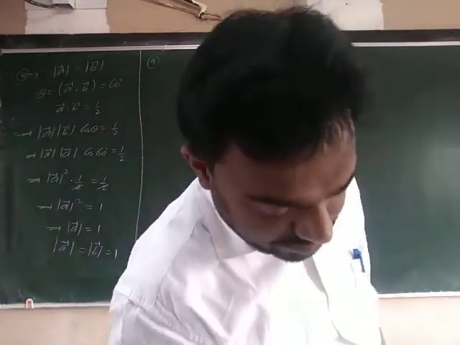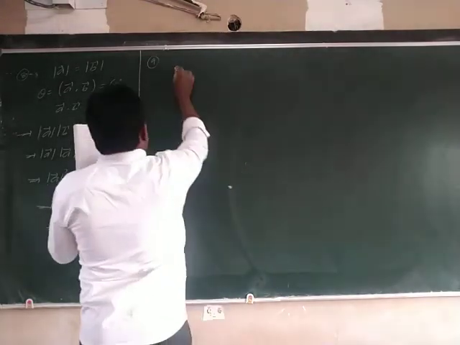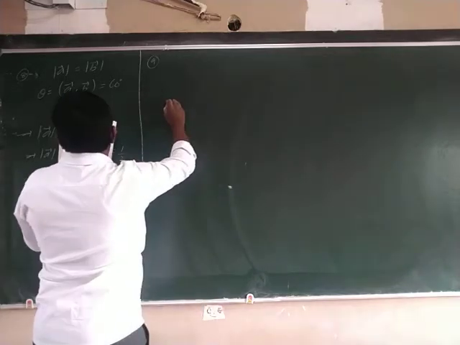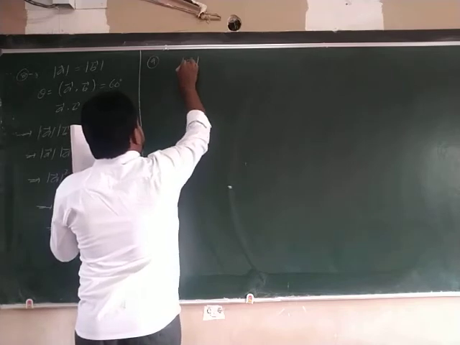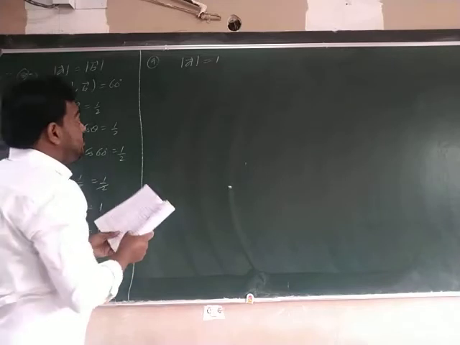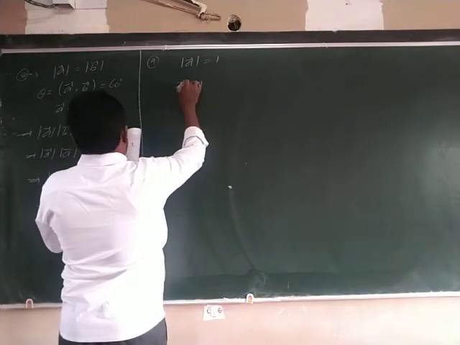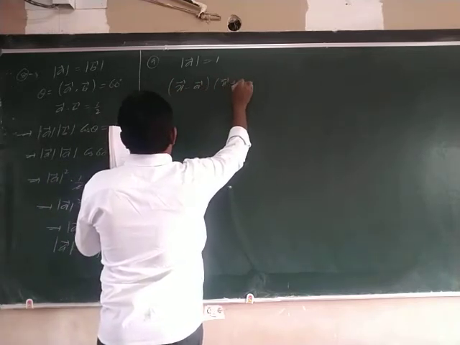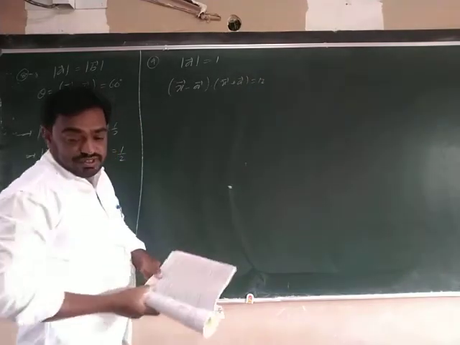Next, question number 9. Find magnitude of vector x. If for the unit vector A, so that means A is the unit vector. Magnitude of A is equal to 1, right? Comma, vector x minus vector A dot vector x plus vector A is equal to 12.